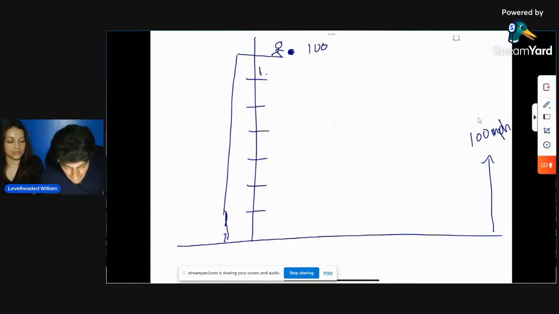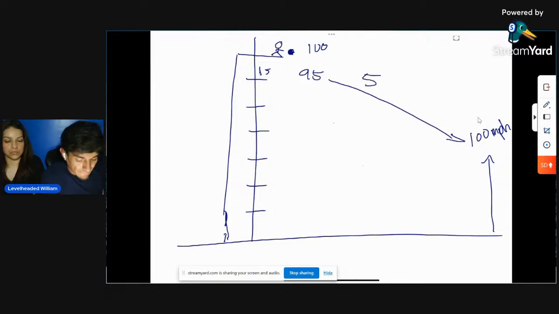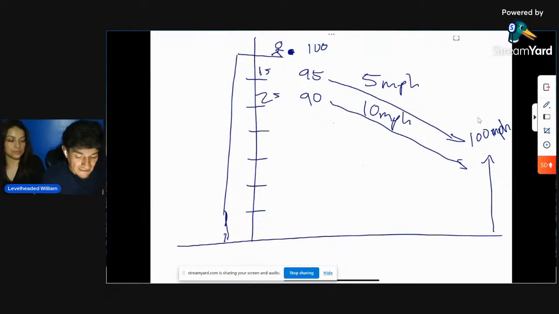Okay, in the first second, we'll say that it dropped to 95 miles per hour. So the difference in speed in the first second between the free falling object and the Earth is going to be 5 miles per hour. In the second second, you're going to lose more momentum. We'll say 90 miles an hour. We'll do 5-mile increments for this example. So the difference in speed between the free falling object and the Earth is going to increase to 10 miles an hour now in the second second.